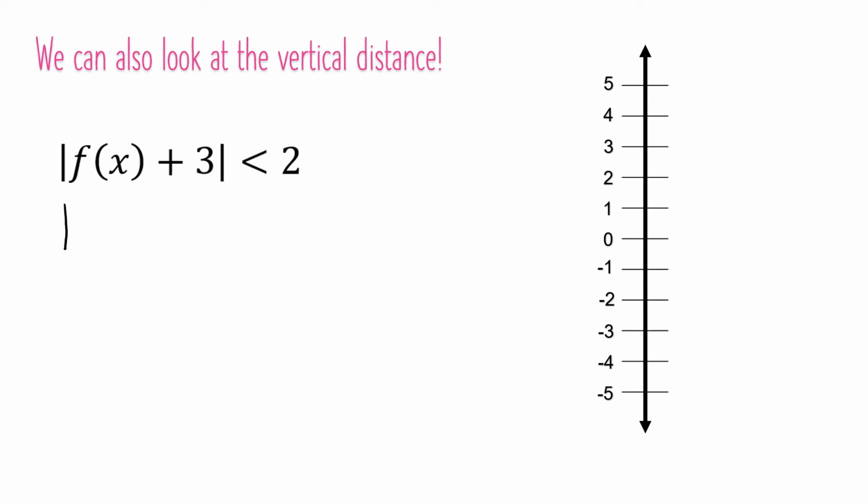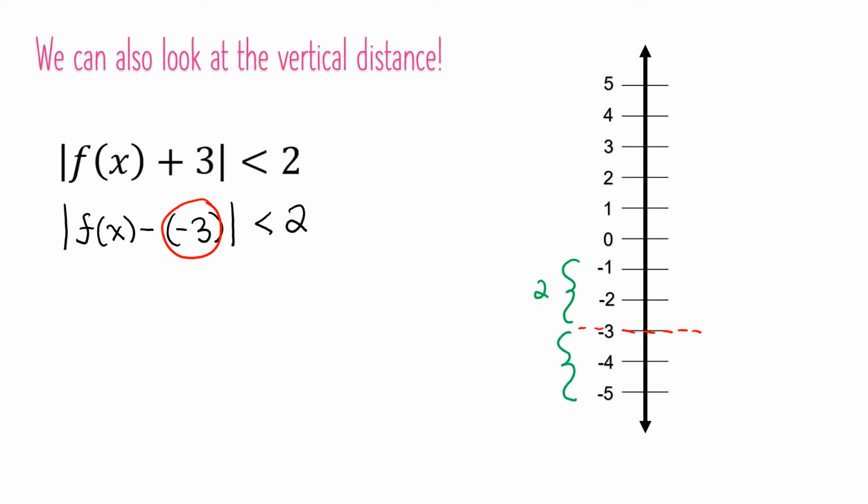So let's rewrite this so that we have subtraction on the inside. So that would be f of x minus negative 3 is less than 2. So that means that we are centered at negative 3. And the furthest away from negative 3 that we can go is 2. So that would be negative 1 and negative 5. So we have an open circle at negative 5, an open circle at negative 1, and we can shade in between.